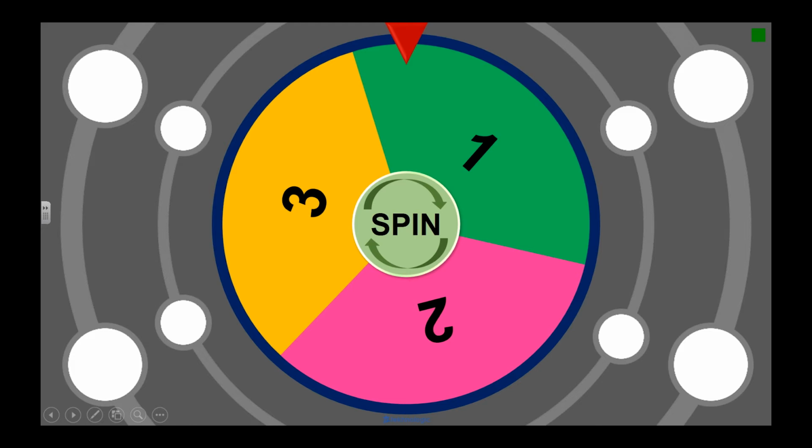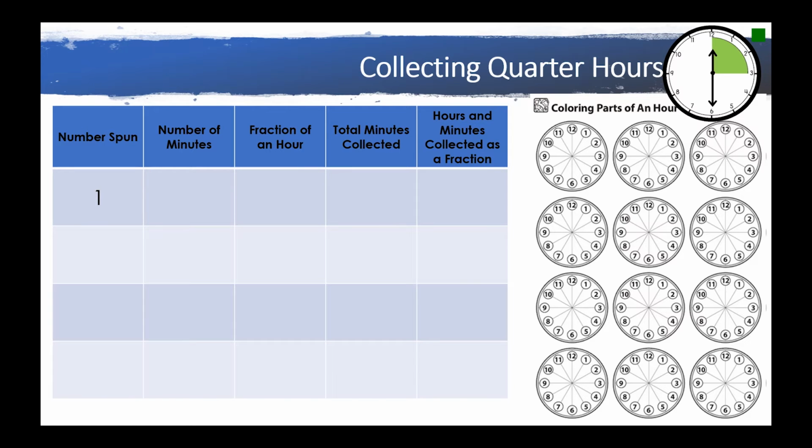For our first spin, we got a 1. So 1/4 hour is 15 minutes, and that would be written as 15 60ths as a fraction, and that could also be written as 1/4. So we have a total of 15 minutes, or 1/4 of an hour.